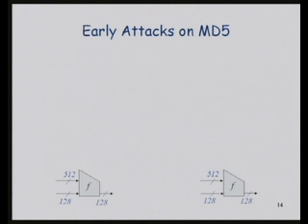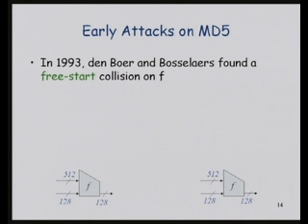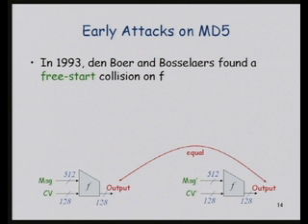Okay. So the first attacks on MD5 came in the 90s. De Boer and Bosselaers found a free start collision on the compression function of MD5. By free start, I mean that they found a message and a chaining value, and then a different message and a different chaining value, such that the outputs from the compression function collided. Now, this does not give you a collision in the overall iterated hash, because you've got a mismatch on the chaining value, and you need the chaining value to be the same.